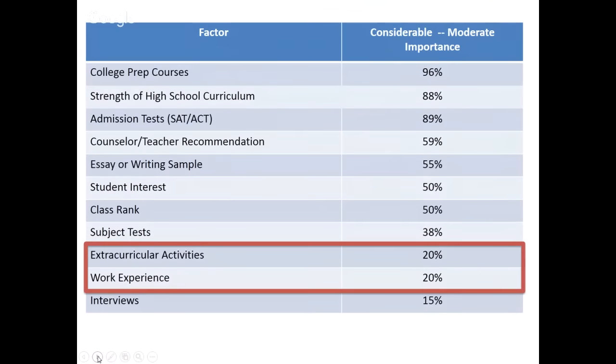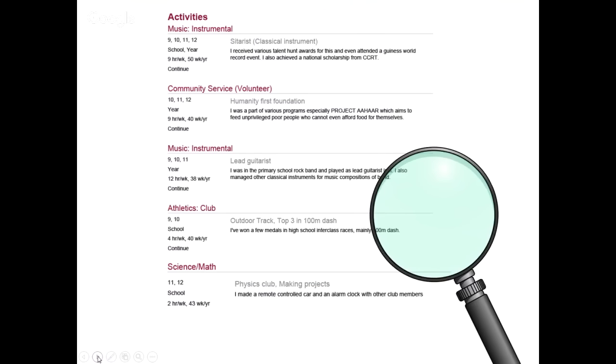Extracurricular activities and work experience, about 20% of universities, and this is where we get to the more highly selective universities for admissions and scholarships, also the more holistic universities, looking at extracurriculars and work experience. Here's an example of a real application of a student that was admitted to a highly selective program here and received a scholarship. The student had extracurriculars in music, and we can see it was instrumental, community service as a volunteer, was in the athletics club, the science and math club.